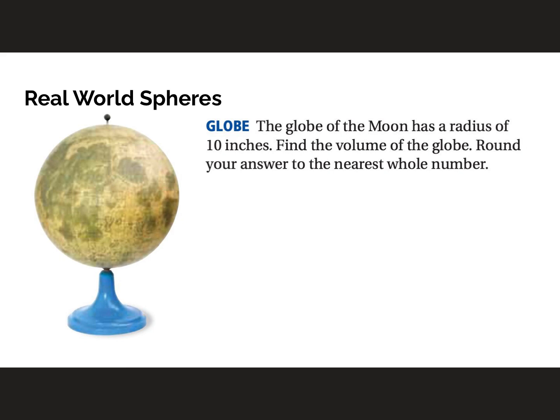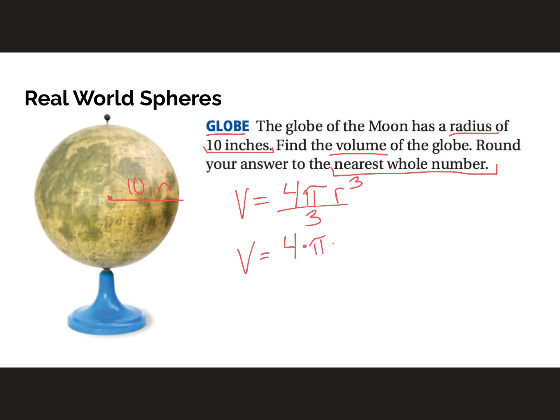Let's try one real world. So here I have a globe. The globe of the moon has a radius of 10 inches. Find the volume of the globe to the nearest whole number. So this is the cool thing with these, they only have one dimension. So my radius here is 10 inches. So my volume equals 4 pi times my radius cubed all over 3. So in this case, 4 times pi times 10 cubed is going to be 1,000. 10 to the third power all over 3.